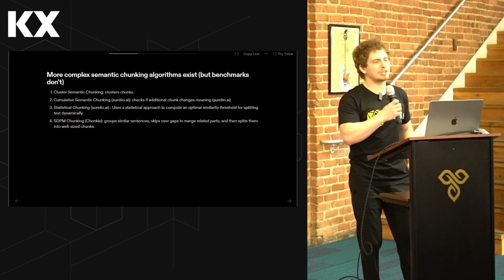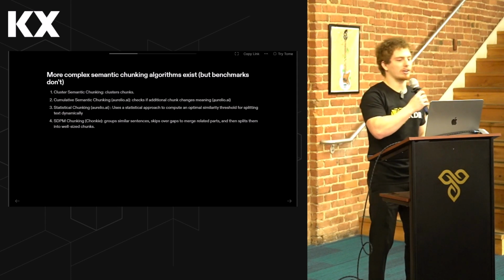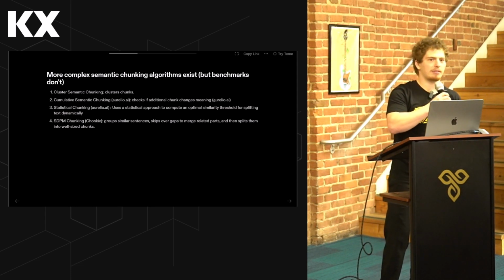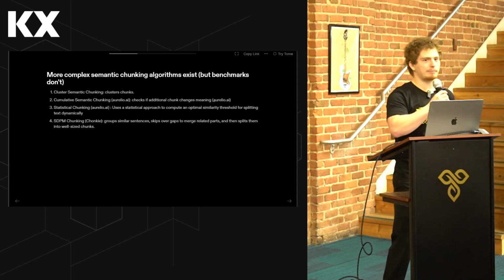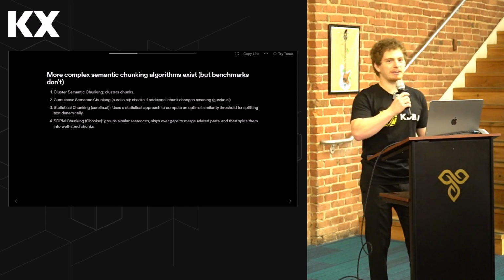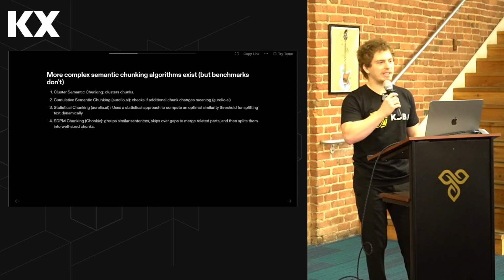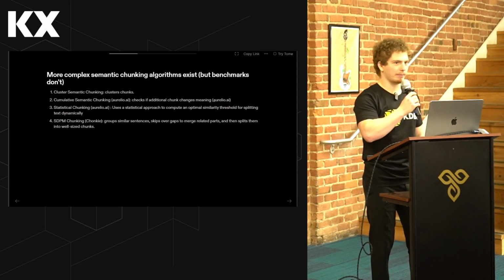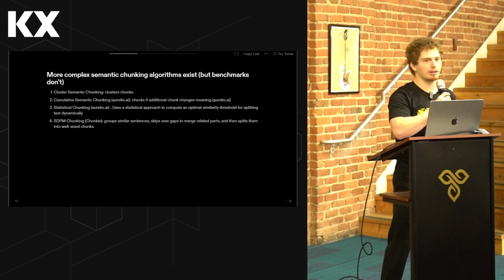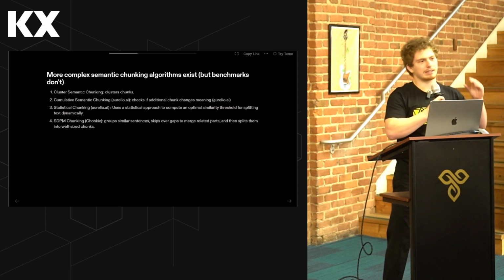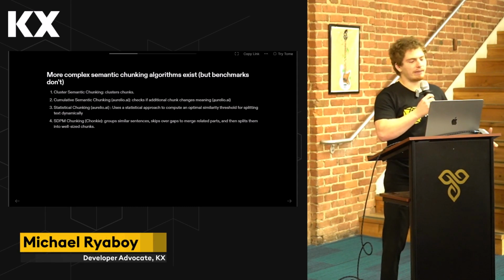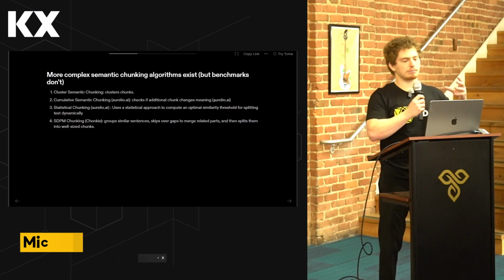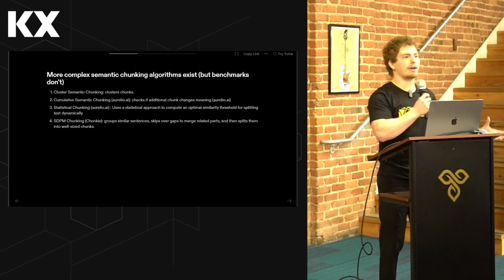So I mentioned previously that more complex semantic chunking algorithms exist, and the very bad news I have here is that these algorithms seem to be good. And this is bad news because "seem" is a very interesting word. We don't really have good chunking benchmarks at this point in time. It's very difficult to create a chunking benchmark because it's very difficult to figure out whether text segmentation is good or not. But there is evidence that some of these semantic chunking algorithms are better than others.